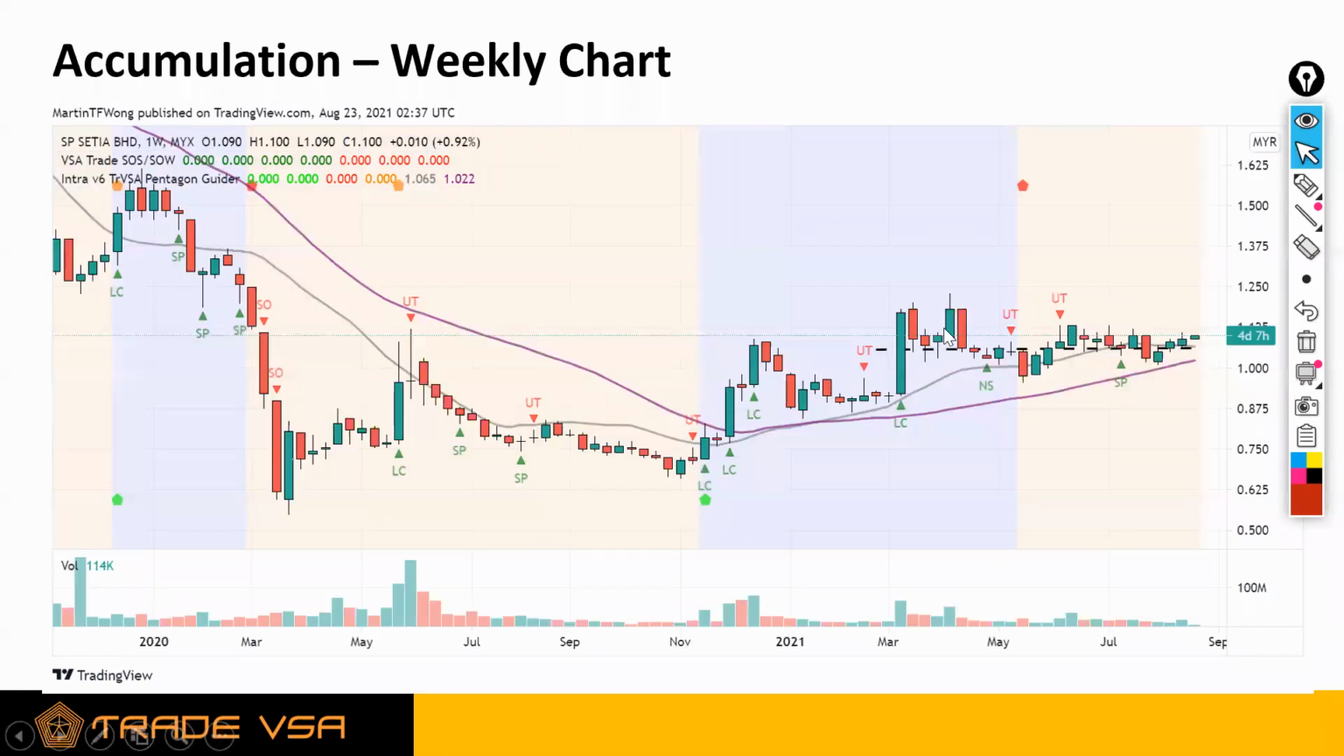Okay, now this is accumulation weekly. So again, for some members, if you are busy and you don't want to trade in and out every single day, you just want to buy stocks in accumulation, then hold for 1 or 2 months and wait for the big trends, you can use the accumulation patterns. So example, again, downtrend.